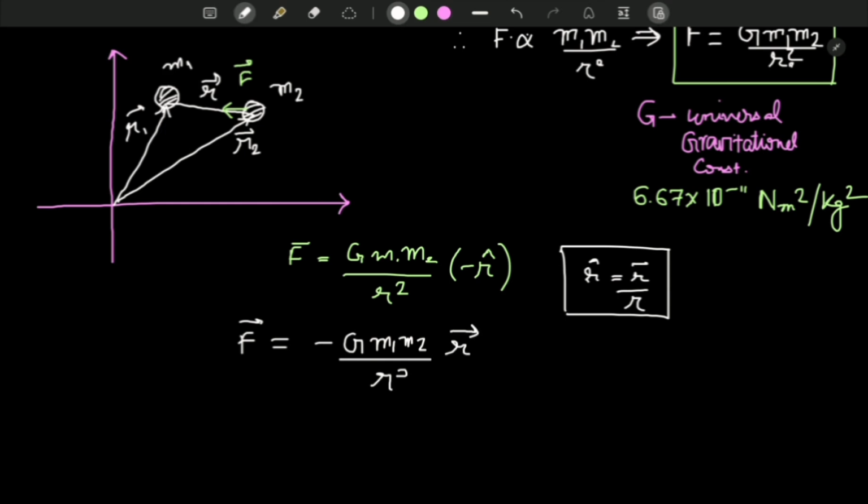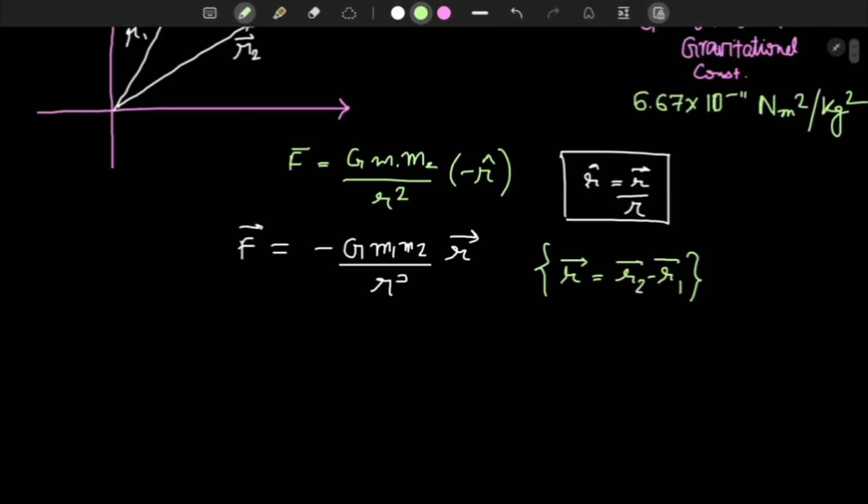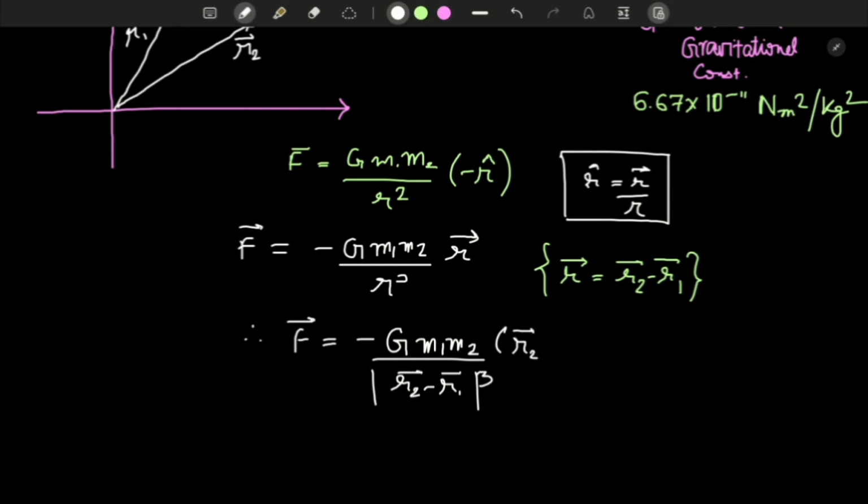Now I can also say that this r vector is nothing but r2 minus r1. Definitely in coordinate system I can say this. Finally I can say that our force F is equals to minus G m1 m2 by r2 minus r1 whole cube, and here r2 vector minus r1 vector. This is our force in vector form.